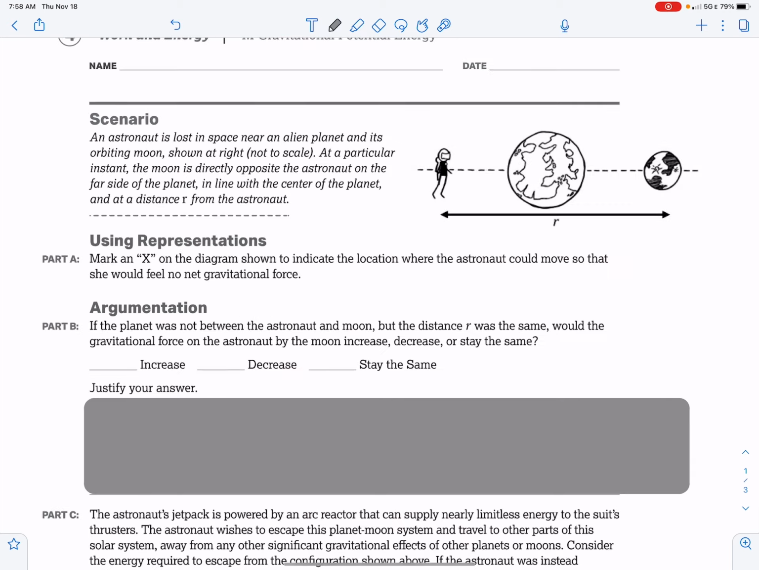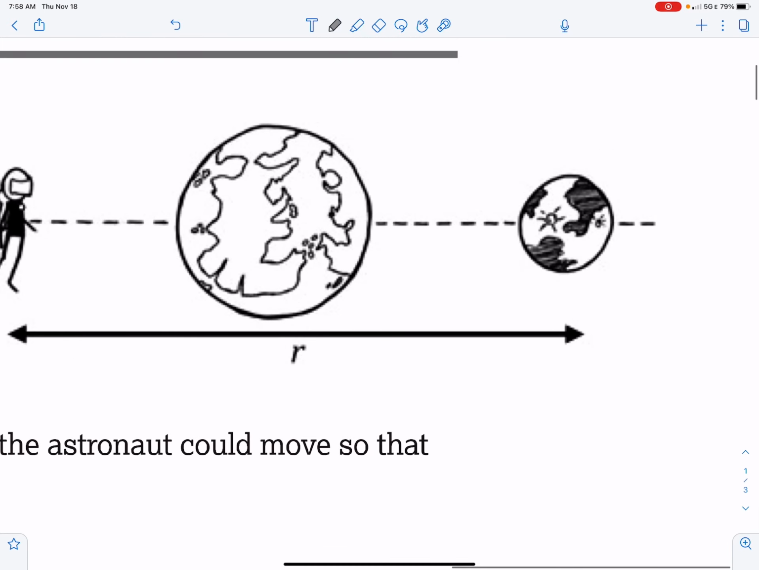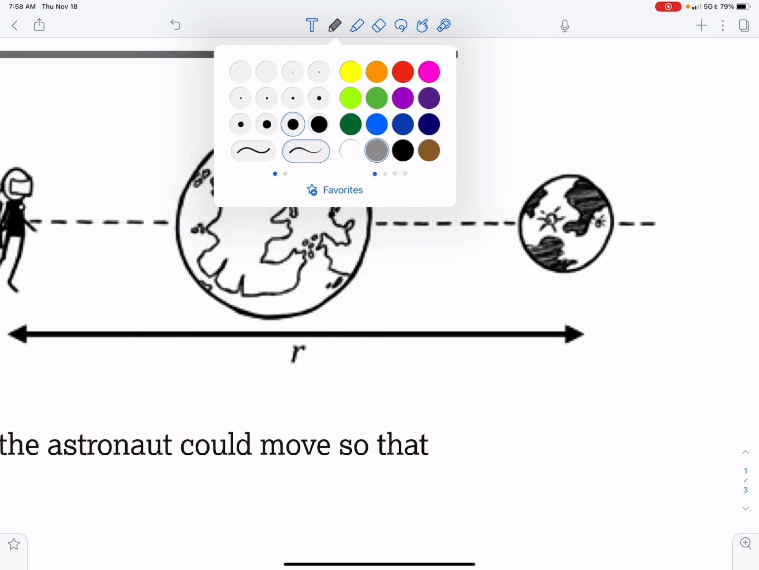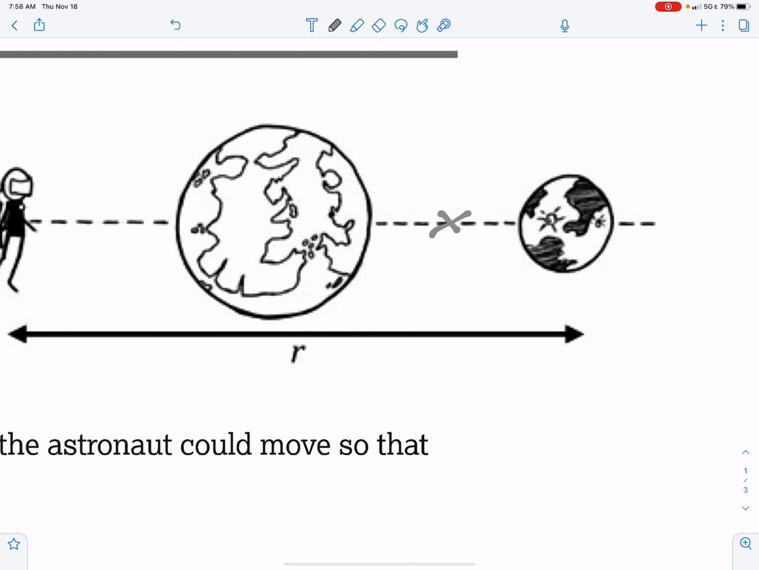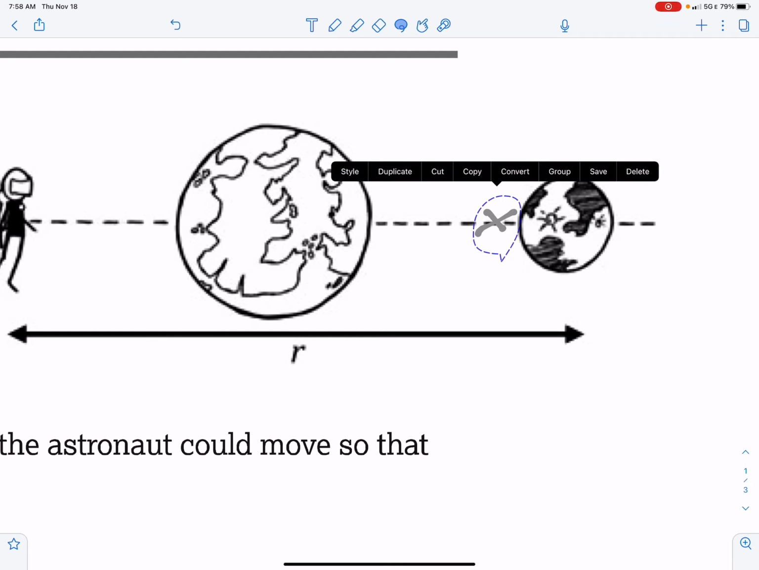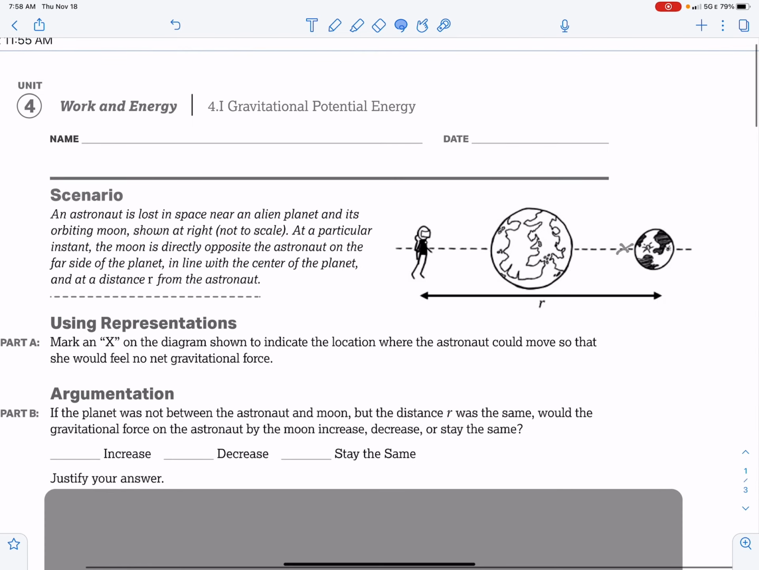Well, if we look at the picture here, since the planet is way bigger than the moon, that spot where we place the X is not going to be right in the middle, okay? Because a bigger mass needs to be balanced by a longer distance. So we need to move this closer to the moon, like that. In other words, the moon has a smaller mass, so that should be matched with a smaller distance.